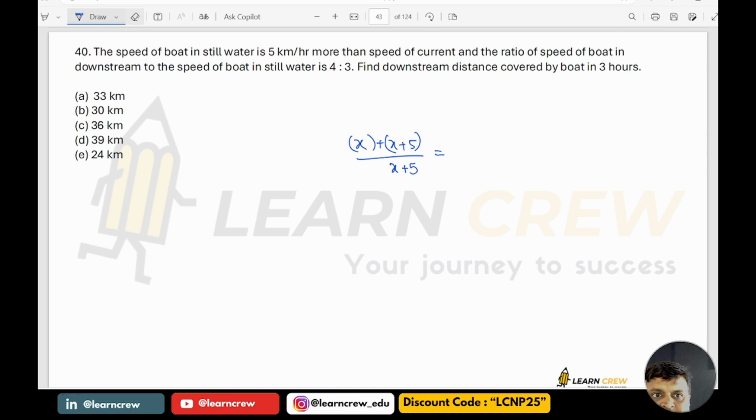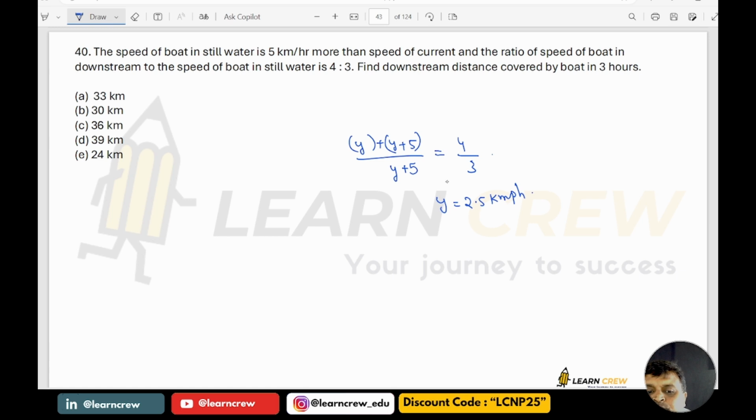Okay, so let me take the speed of stream as y. The ratio of speed of downstream to speed of upstream is 4 is to 3. From this, 2y into 3, 6y minus 4y, 2y is equal to 20 minus 5. 2y is equal to 5. I have got y is equal to 2.5 kilometer per hour.